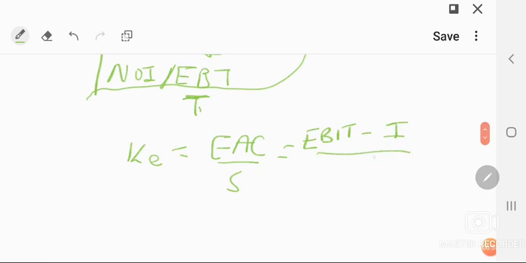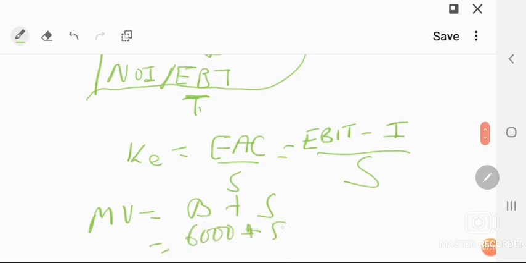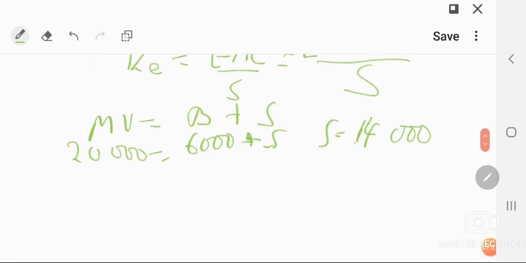What about S? S will be found very easily since we know the market value of the firm. Remember the market value formula, method 1, B plus S, where B, the debt, is 6,000, plus S, we'll just solve for S, and then you have your 20,000. When you change the subject, you find that S is 14,000. That's your value for S, which you now take into the formula right above.